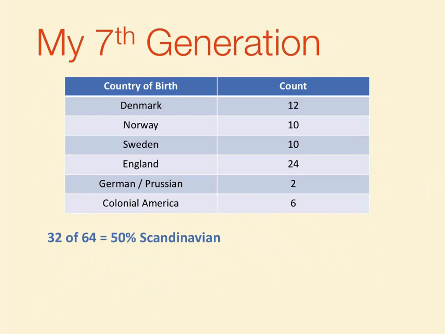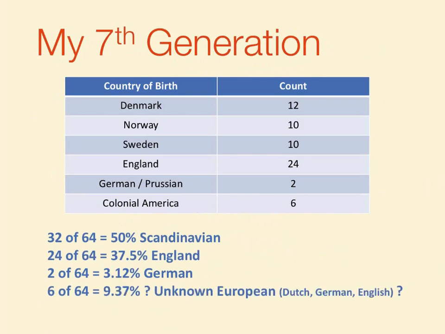So what this means is I'm exactly 50% Scandinavian, if my tree is correct, just under 40% English, a small percent German, and then just under 10% probably unknown European. These are these 6 colonial Americans that I've never been able to get across the pond. They could be Dutch, they could be German, they could be English. It's possible they could even be early Jewish immigrants that were known to immigrate in some of those early Dutch colonies. And the births for my 7th generation occurred between 1764 and 1819. So all 64 of those people were born in that date range.